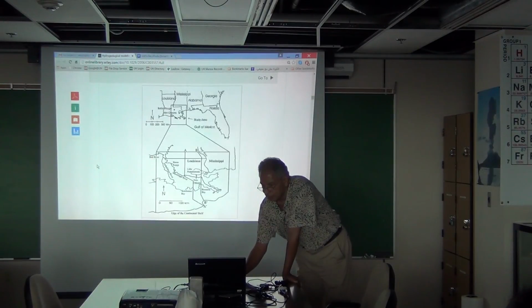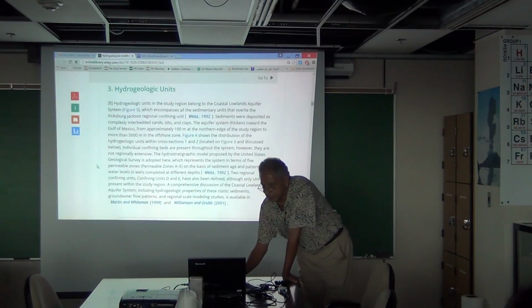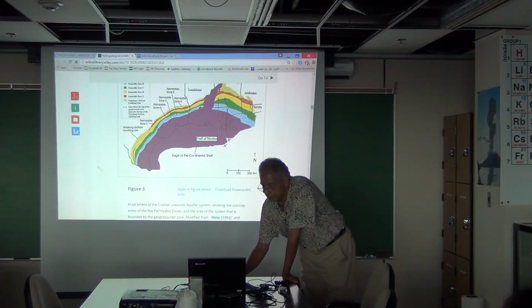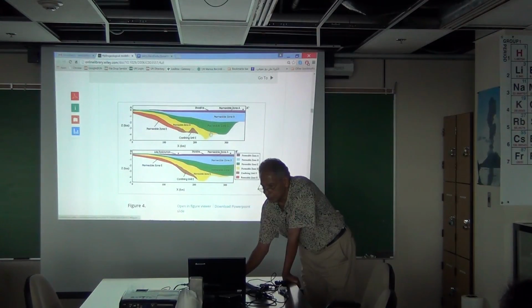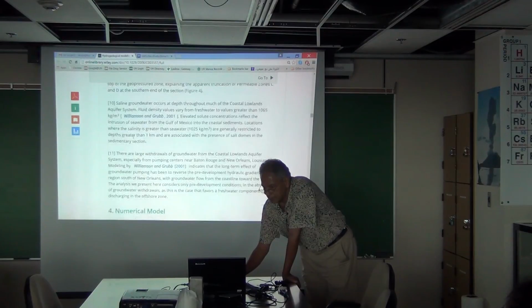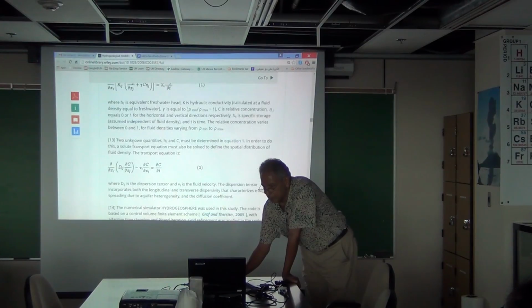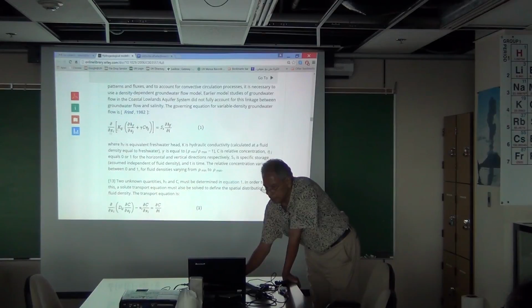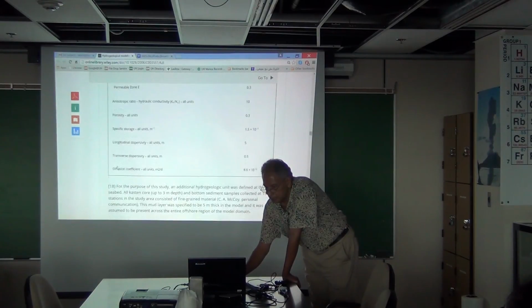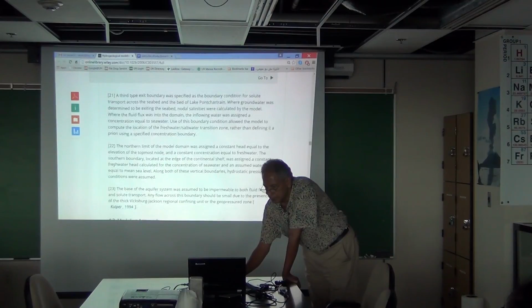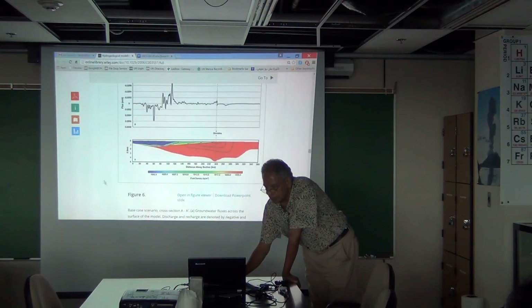The site is in Louisiana, and this is a plan view, the ocean is here. And this is a cross section with different layering, ocean side, land side. They solve the same equations I showed you for density dependent flow, and they have results like that. So that's basically in and out.